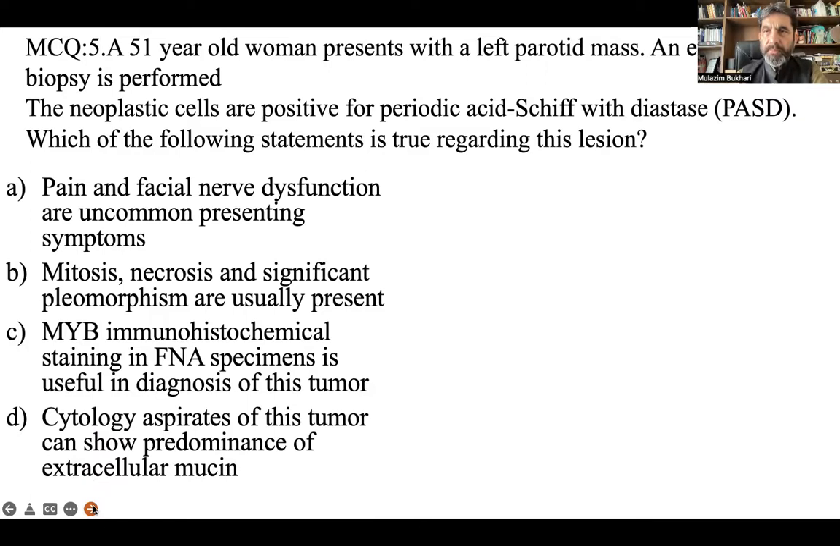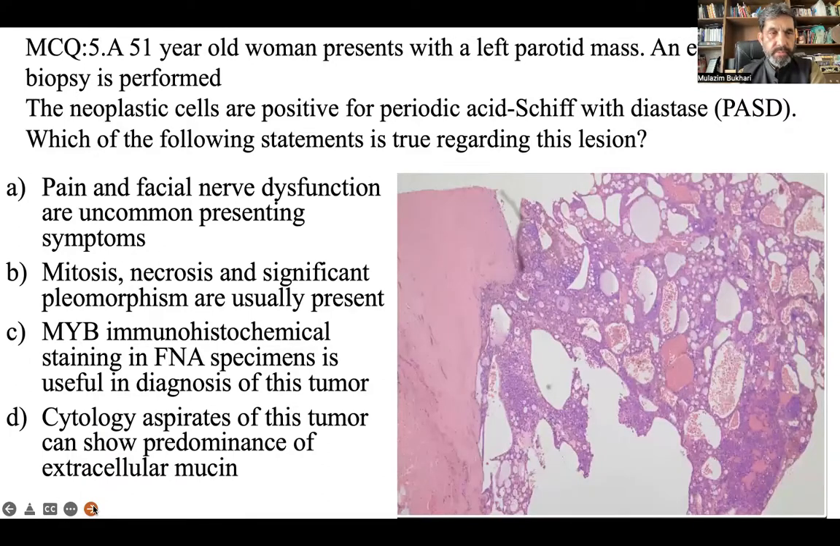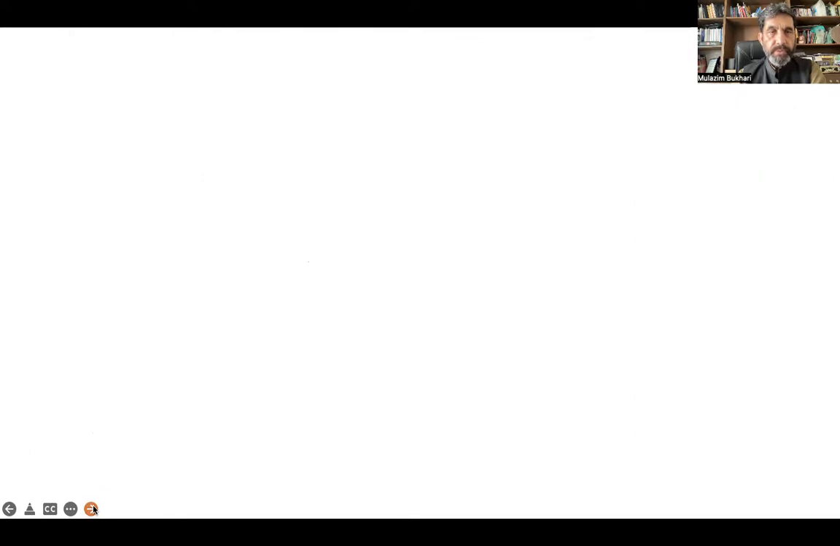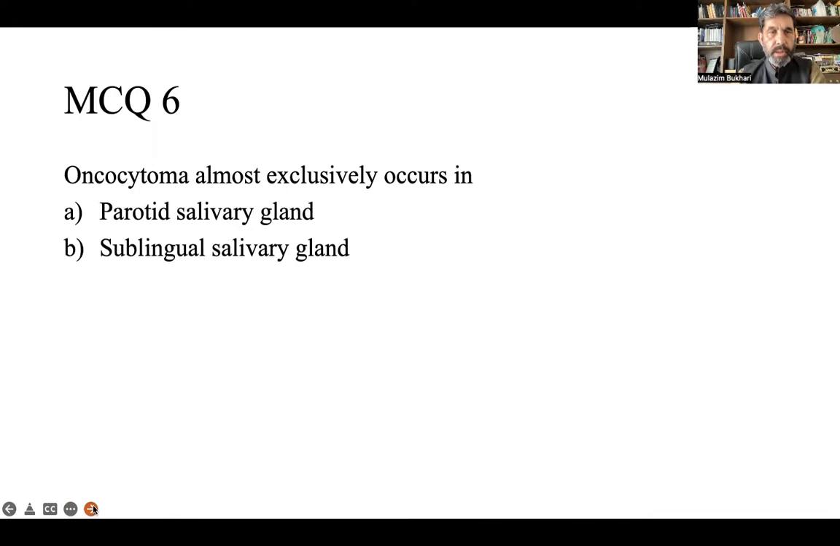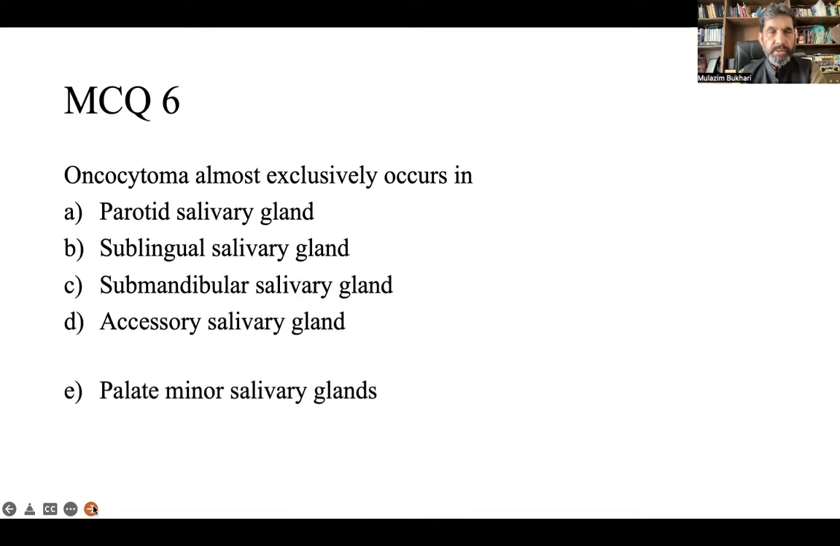Let's go back to my lecture and see which is this one. Pain and facial nerve dysfunction are uncommon presentations; mitosis, necrosis; MIB immunohistochemistry staining in FNAC specimen is useful for diagnosis. It is for you to go back and see which one is more present, this one. MCQ 6-1: oncocytoma almost exclusively occurs in the parotid, salivary glands, sublingual, submandibular, accessory glands, and palate.